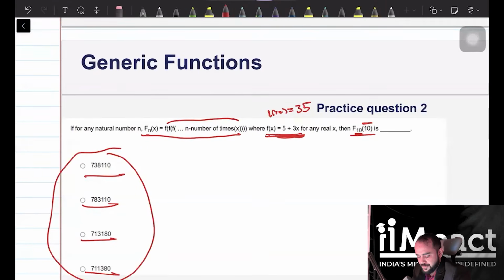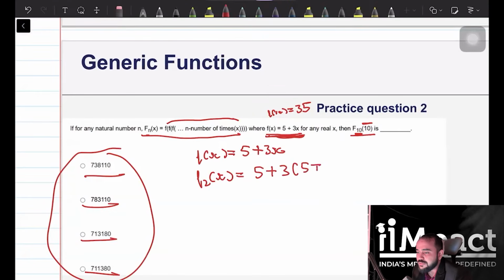So the idea is f of x is equal to 5 plus 3x. Now f of 2x is going to be 5 plus 3 times (5 plus 3x). Do you notice how I have not put x is equal to 10 right now? Because I am clear that the pattern that I will get will be based on x and not on the actual value. The input will just complicate things for me and make it more calculative. So this turns out to be 5 plus 3 into 5 plus 3 square x.